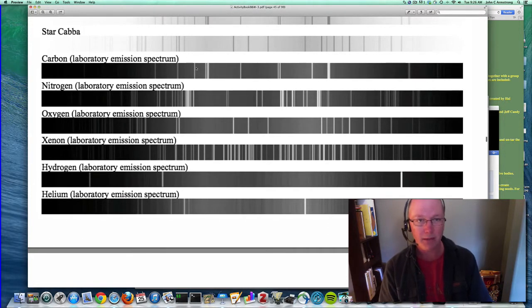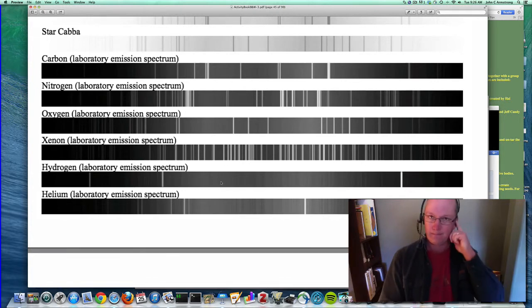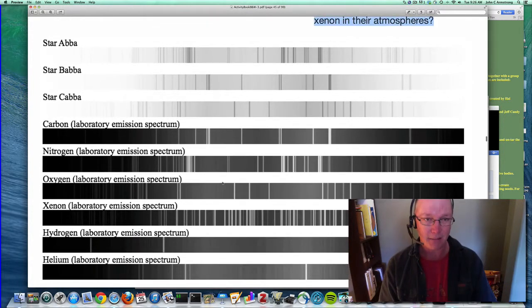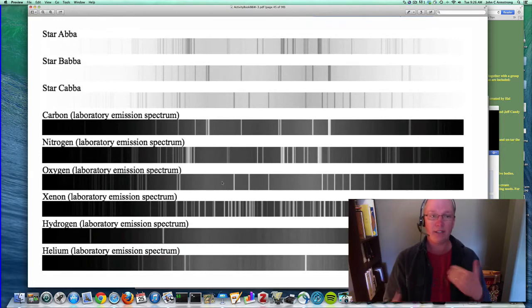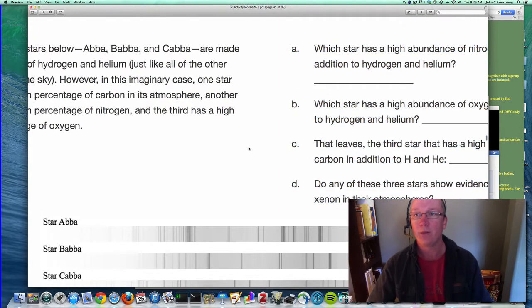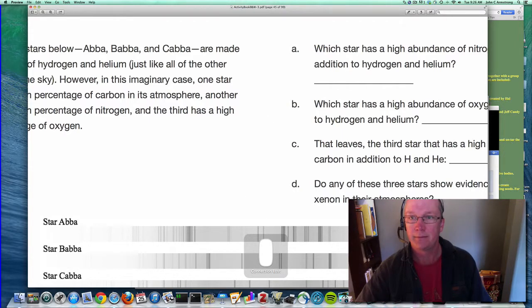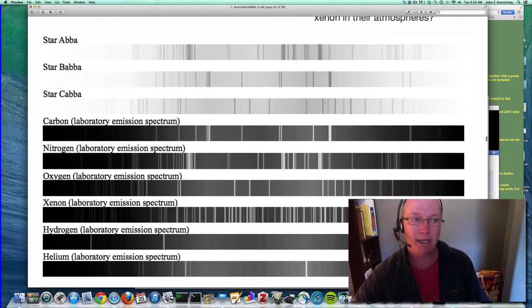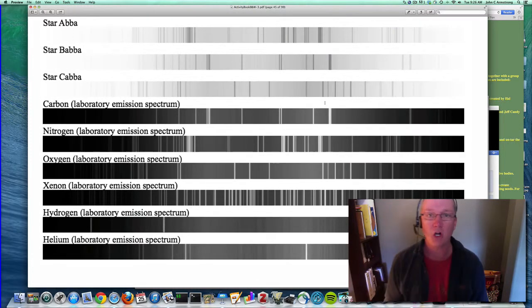So this is pure carbon, and you can see these are now emission lines, but the fingerprint is the same. This is nitrogen, oxygen, xenon, hydrogen, and so forth. Because I have these laboratory experiments, I can compare to my spectrum to see what is in each star. So I can ask a question like, which star has the highest abundance of nitrogen, in addition to hydrogen and helium? So let's say we want the one with the largest abundance of nitrogen that also has hydrogen and helium.